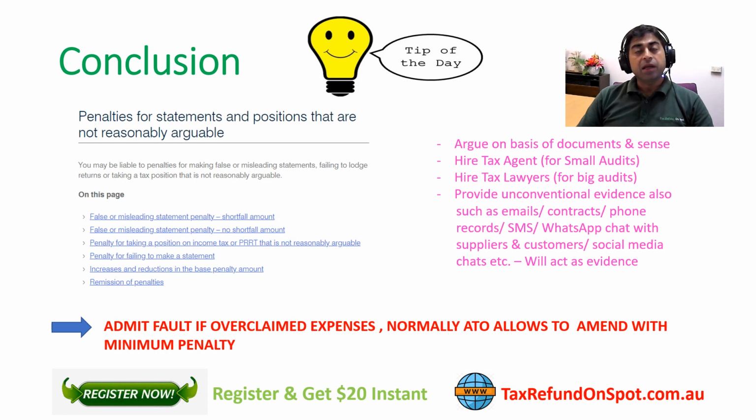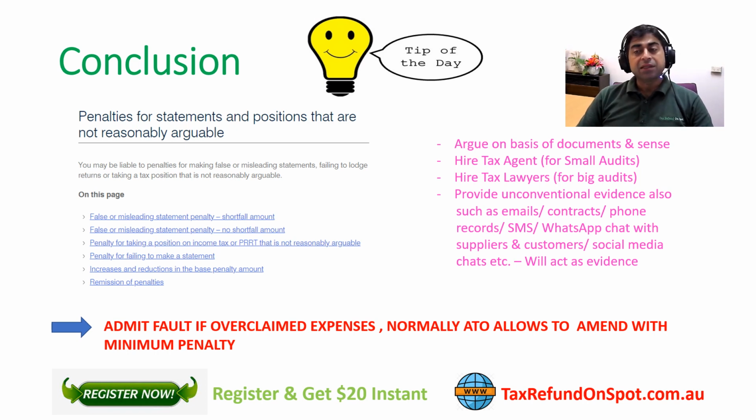Evidence can be, as you can see, invoices, bank statements, but evidence can also be some other things like any contracts you have, any emails you have, just to prove that whatever you have claimed, you have not done a false claim, you have done a genuine claim. That will help you reduce the penalty.